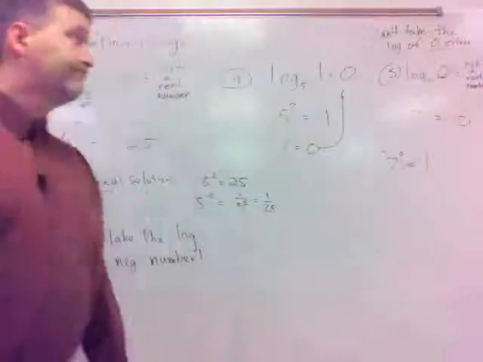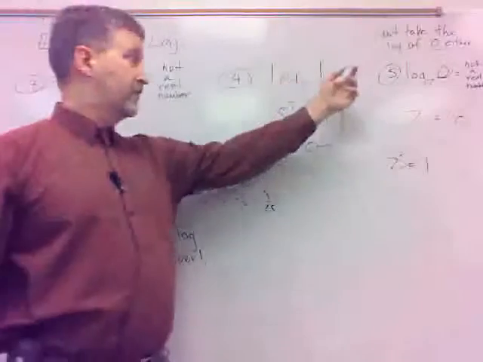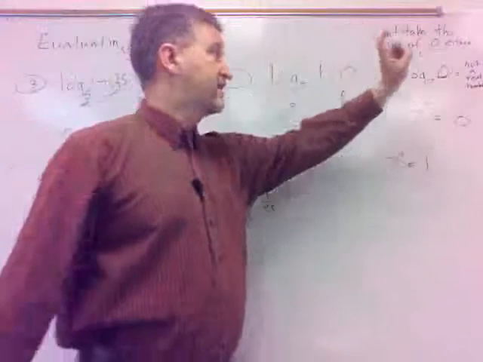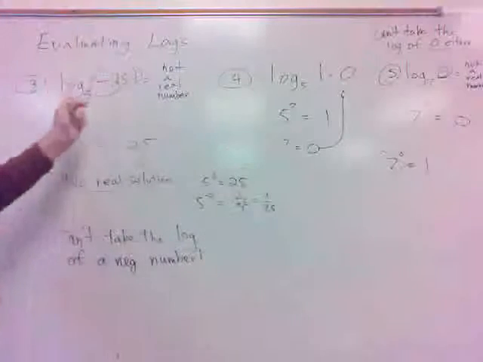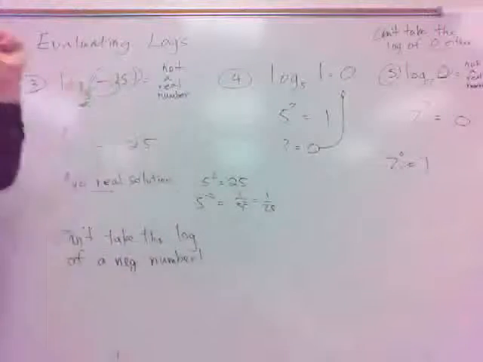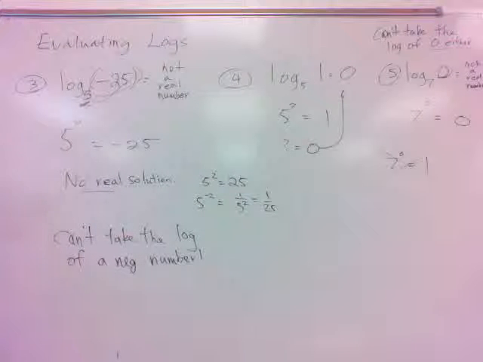All right? Now, we do get logarithms equal to 0. We just can't take the log of 0. We do get logarithms equal to a negative number. We just can't take the log of negative numbers. So make sure you understand that difference. All right, got one more.